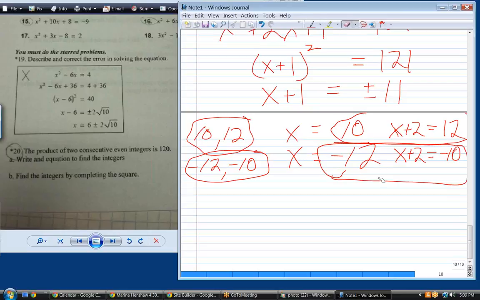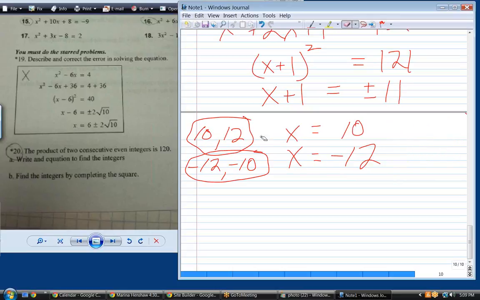It's bound to be a little confusing since when we solved for x, we got 10 and minus 12. So how do I get four answers from that? Well, remember that there's a second integer. All we solved for was the first integer. And we had two different first integers.